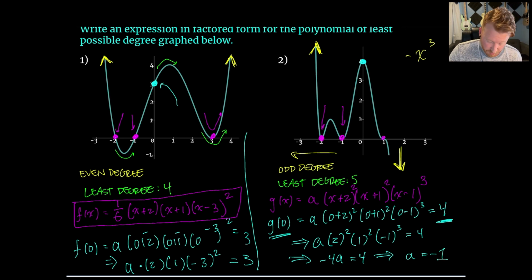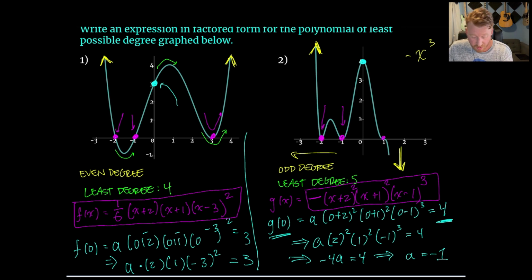So we can just go plug that in where we had our a placeholder, and we will put in just a negative in front of it here. So we can box that there. So here we have gotten our function from the graph, negative as our leading coefficient, -1, x plus 2 squared times x plus 1 quantity squared times x minus 1 quantity cubed.